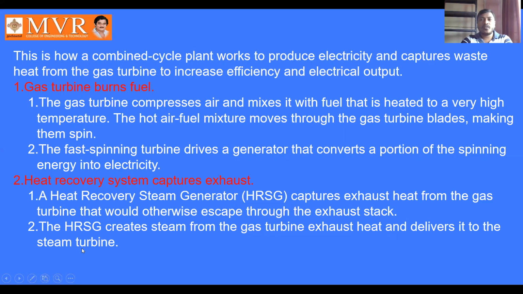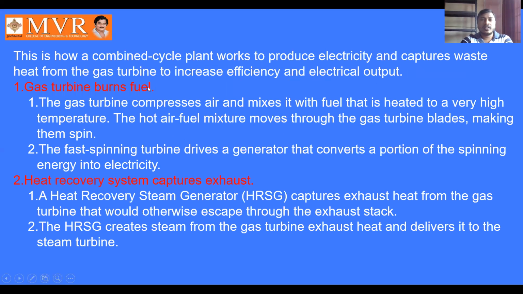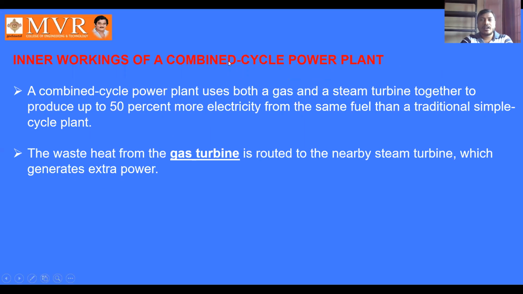This is how we are going to transfer the heat from the gas turbine, and it is delivered to the steam turbine. The steam turbine delivers additional electricity. The steam turbine sends its energy to the generator drive shaft where it is converted into additional electricity. See, the waste heat which is coming out from the gas turbine, we are sending that energy into the steam generator, and from the steam generator it sends the energy to the generator drive shaft where it is converted into additional electricity. This is about the combined cycle power plant, how we are combining.